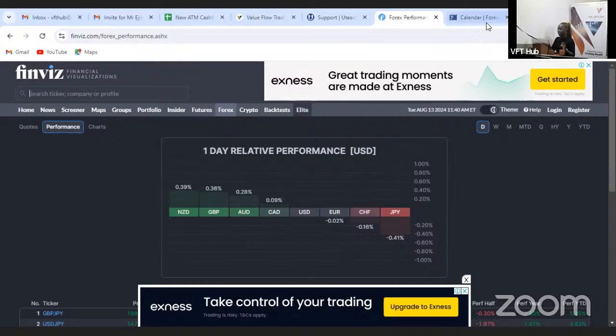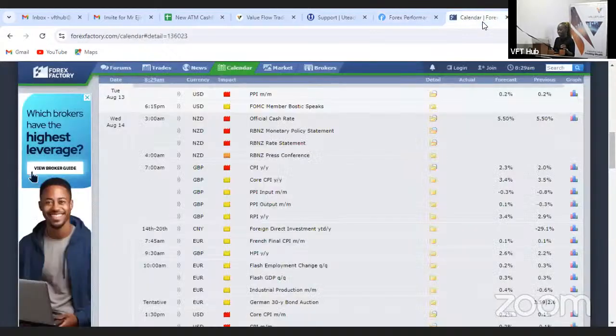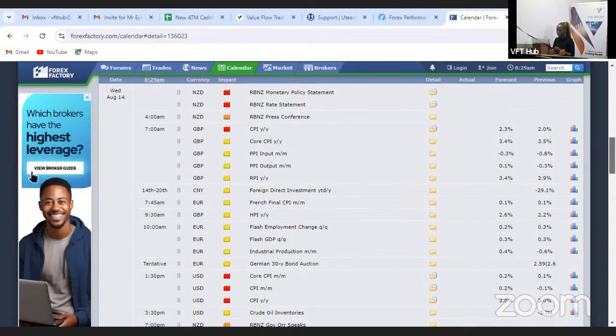Bear in mind that we have PPI coming out by 1:30 p.m. and we have CPI coming out tomorrow. So these high impact news should help give the dollar a clearer view of where it is going, which would then give us a clear perspective of what our commodity currency pairs are doing. And that's pretty much it for the pairs we're looking at.